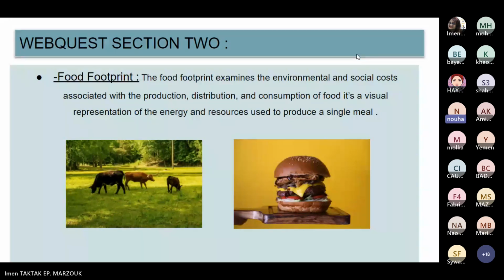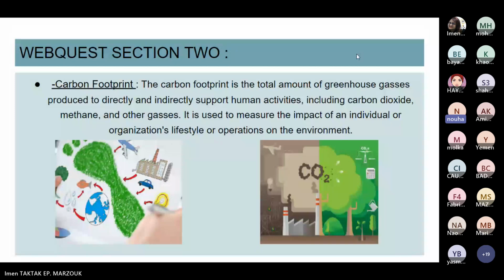As you can see here in the photos, we have a photo of a hamburger, which is one of the food footprints, and it can cause a lot of negativity. And in the other photo, you can see nature, and it defines what a food footprint refers to. Moving on to section 2 about carbon footprint.